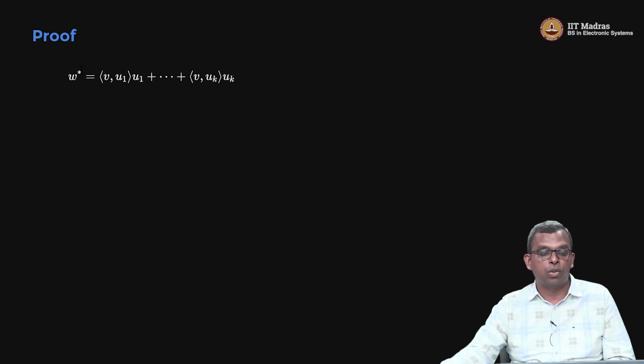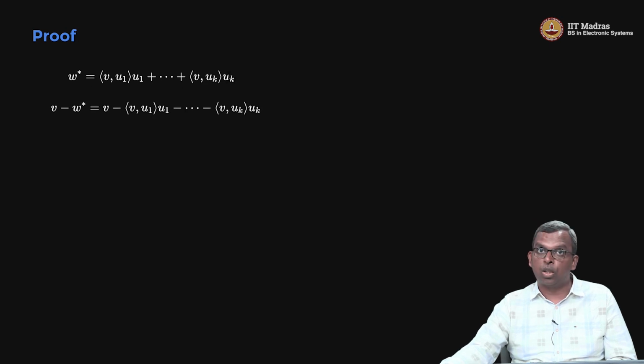Let's start with w star. Okay, so this, I'm claiming, is my solution to that problem. So I have to prove the orthogonality, right? How do you prove the orthogonality? Let's start with v minus w star. What is v minus w star? This expression, right? v minus this inner product with u1, up to the inner product with uk. And it's very easy to see. You remember the Gram-Schmidt type method that's coming here. So this is also the same thing.